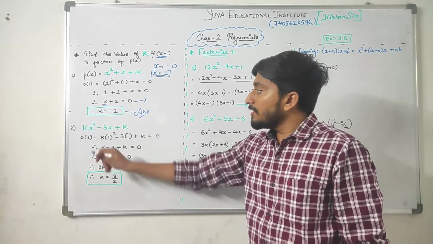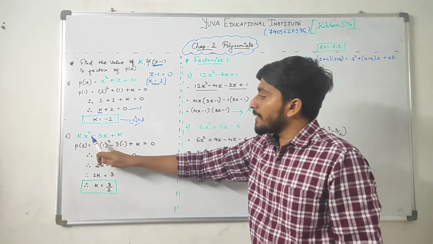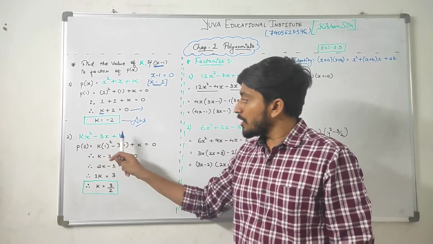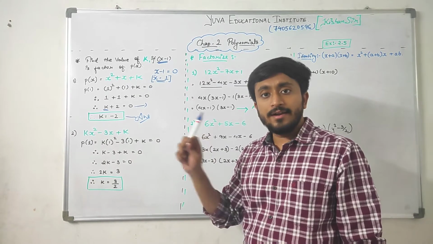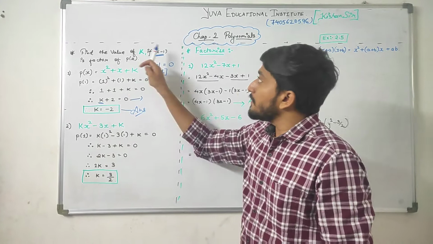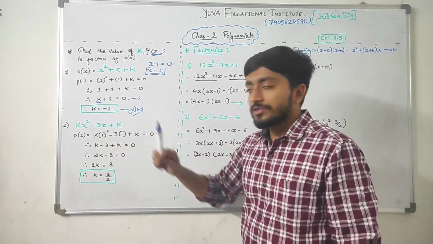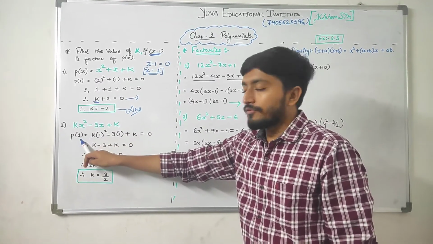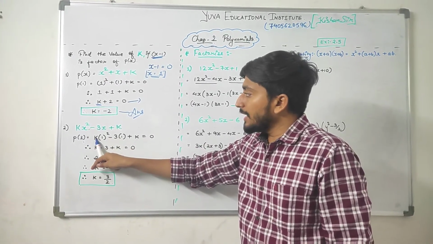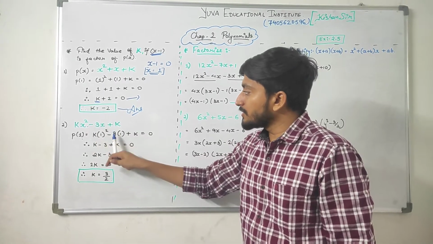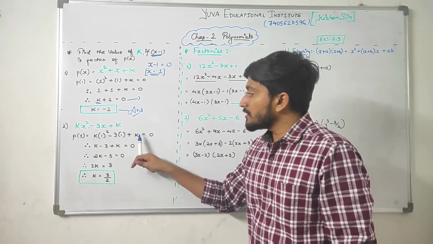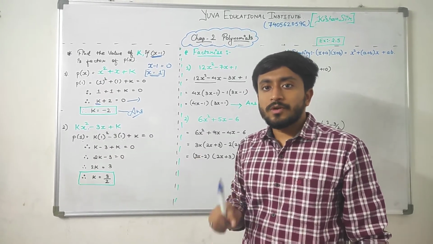Let's take some other example. kx square minus 3x plus k. Now see students, here you have two unknown values of k and you have to find k. What will you do? See here. Again you have x minus 1 as a factor of this given polynomial. So p of 1 we will take, instead of x we will put 1: k into 1 square minus 3 into 1, instead of x we have to put 1, plus k equal to 0, right?